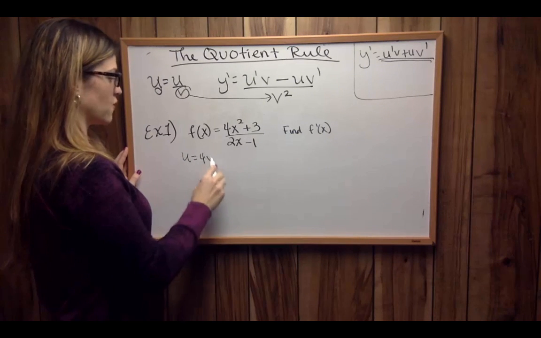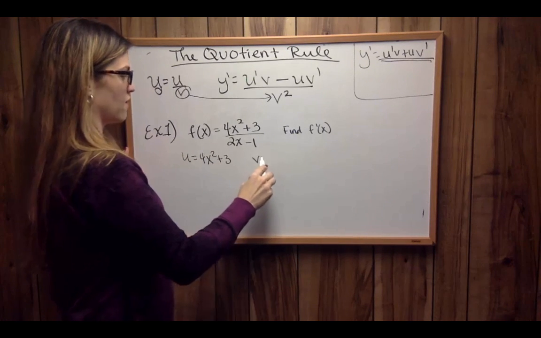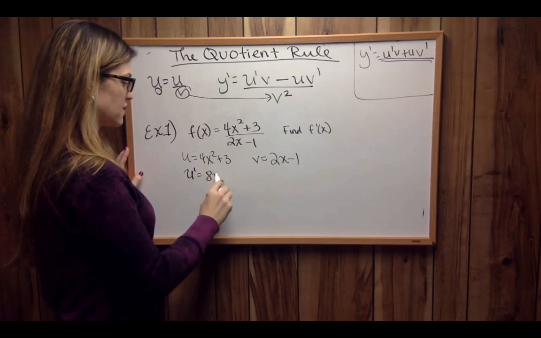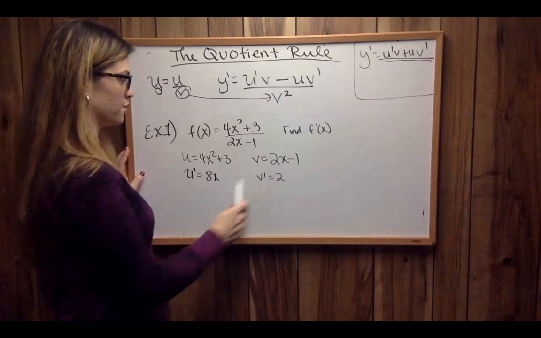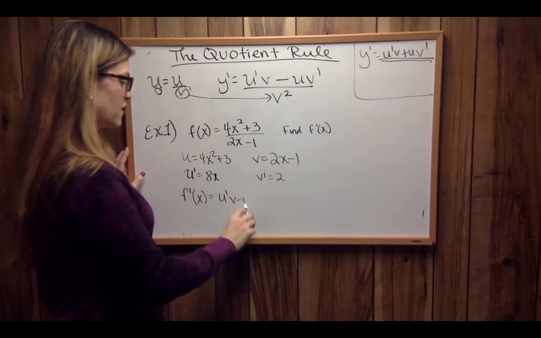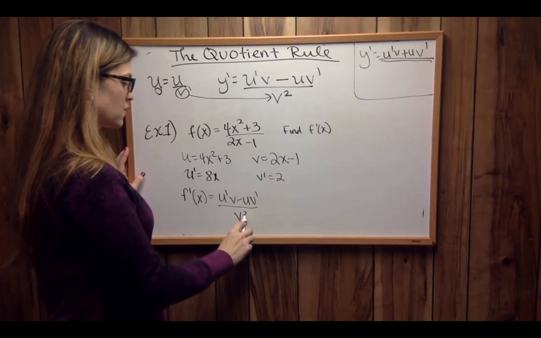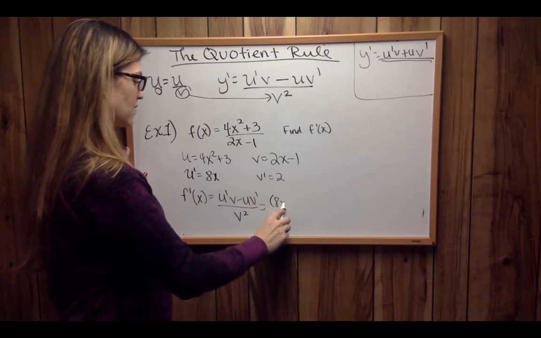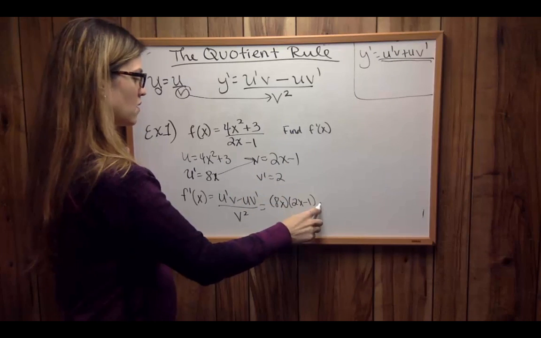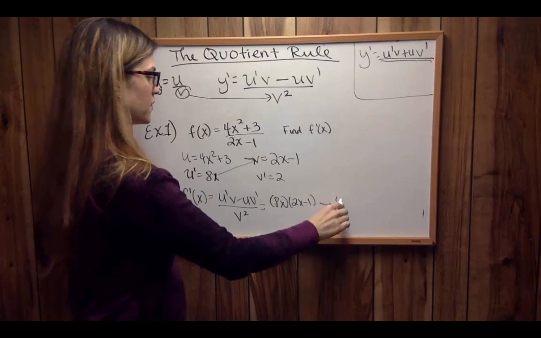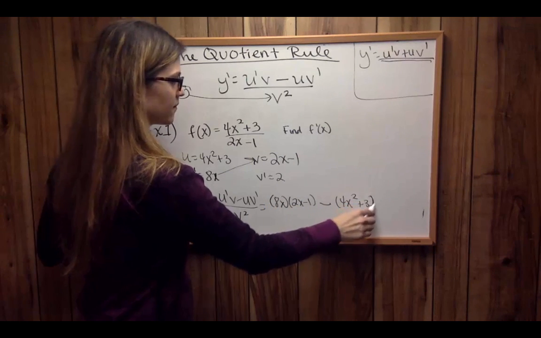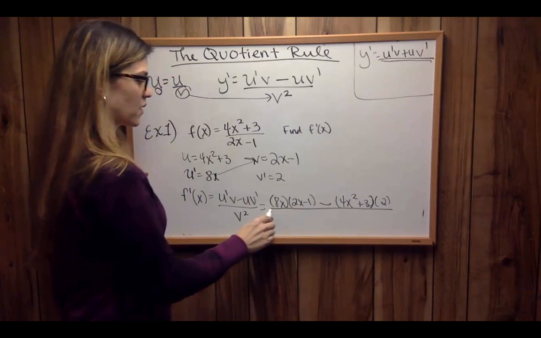So u is 4x squared plus 3. v is 2x minus 1. u prime, 8x. v prime, 2. The derivative is u prime v minus uv prime all over v squared. So that's going to be 8x times 2x minus 1, minus u. Notice how these parentheses are so important. v prime, all over v squared.